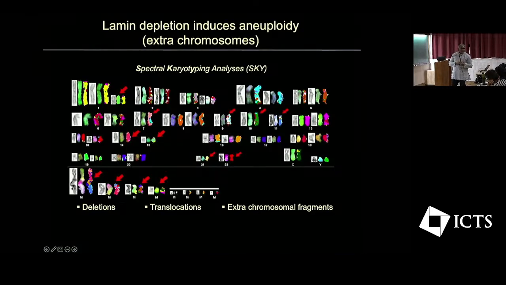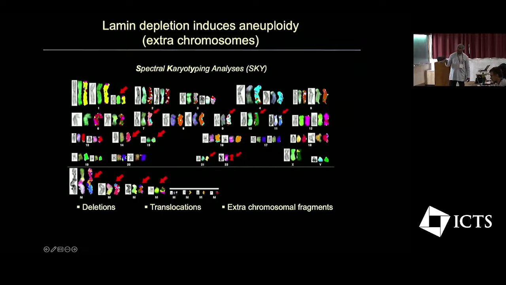Now we were in for a surprise. We did spectral karyotyping, and after we did spectral karyotyping from the lamin-deleted cells, we started finding a large number of extra chromosomes. And that is what then led us to ask, what really happens to the 3D spatial organization of the extra aneuploid chromosomes in the nucleus?